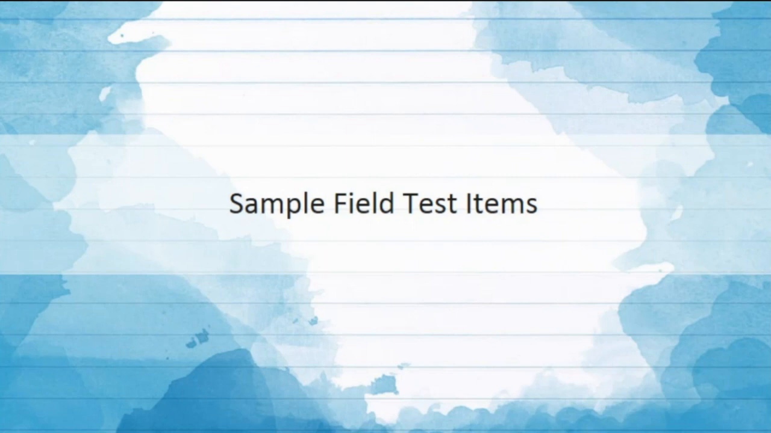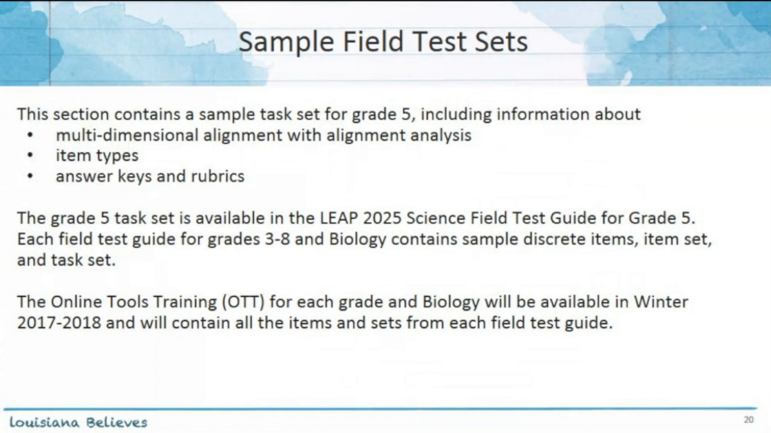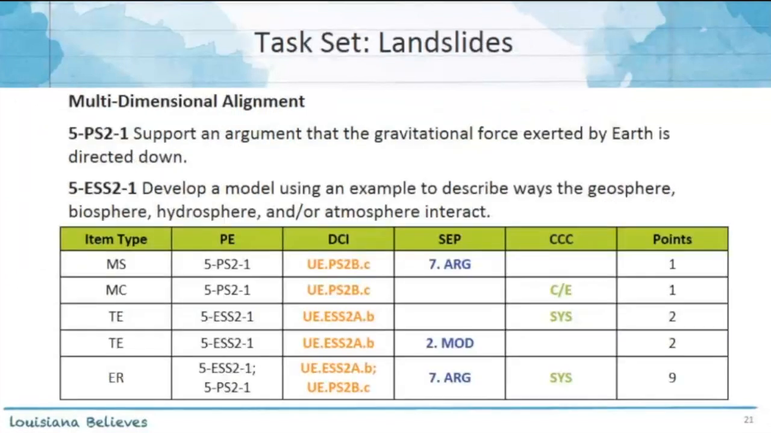All right, so now we're going to look at some sample field items, Grade 5. These are in the field test guide. We've just taken some from the field test guide, and what we table in that guide tells you the alignment that the items are aligned to. And so here is this task set.